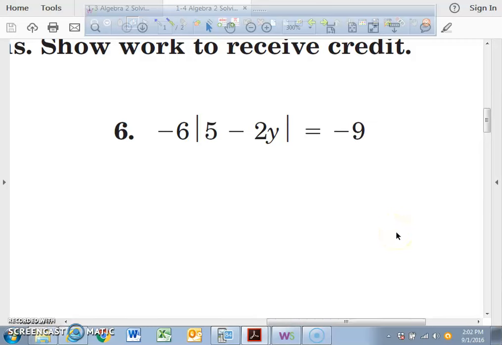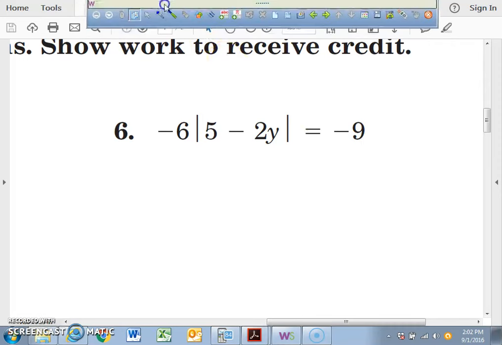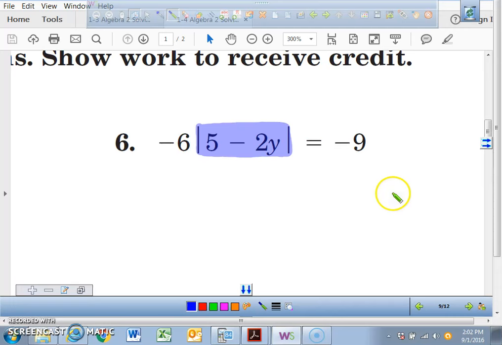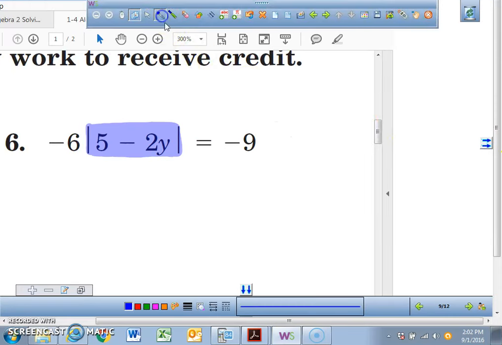Problem number 6 in your journal. All right? Now, whenever you're solving absolute value equations, the most important thing before you can actually get started is you have to identify the absolute value expression. And what did I say we always have to do with the absolute value expression first, before we even start the process? We got to isolate. Get it isolated. So we have to isolate the absolute value expression.